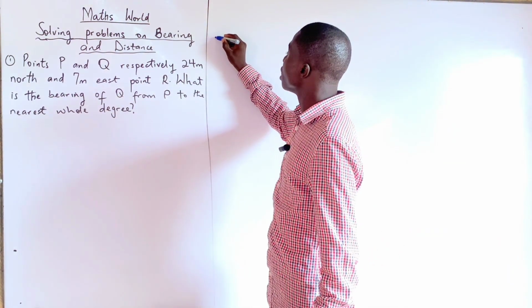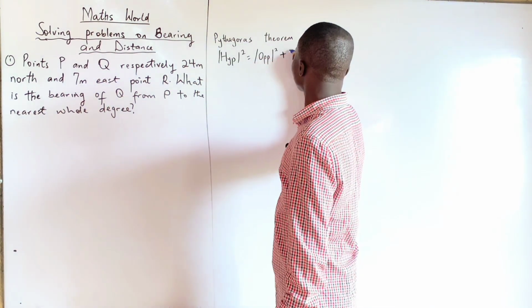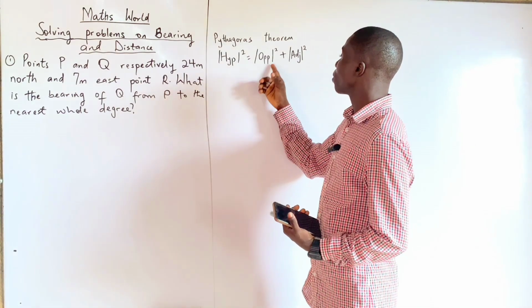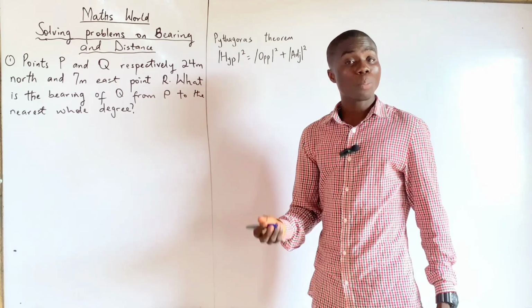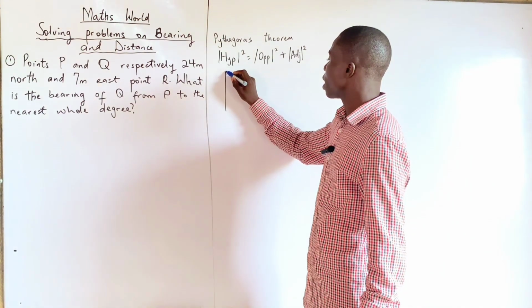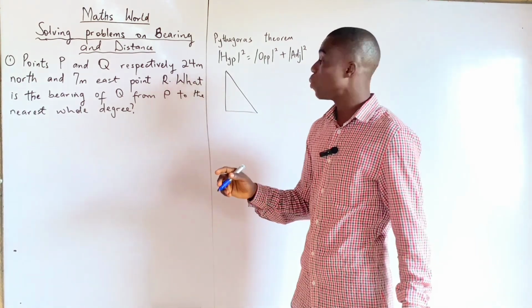Number one formula is Pythagoras theorem. Pythagoras theorem states that hypotenuse squared equals opposite squared plus adjacent squared. But how do we know the hypotenuse, opposite and adjacent? That is the challenge for students. Some students will say that the longest side of a triangle is the hypotenuse.